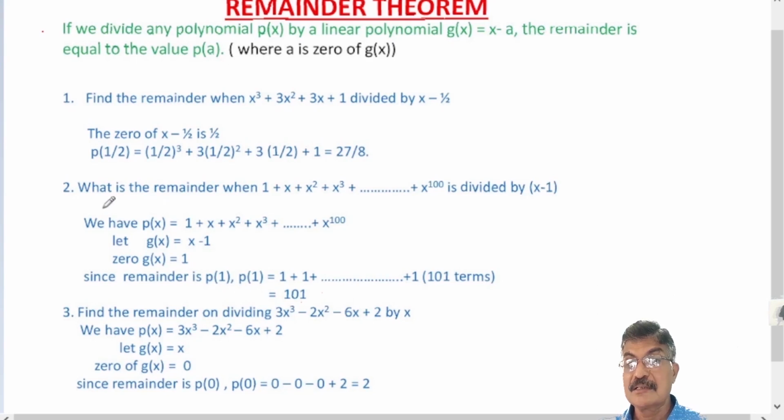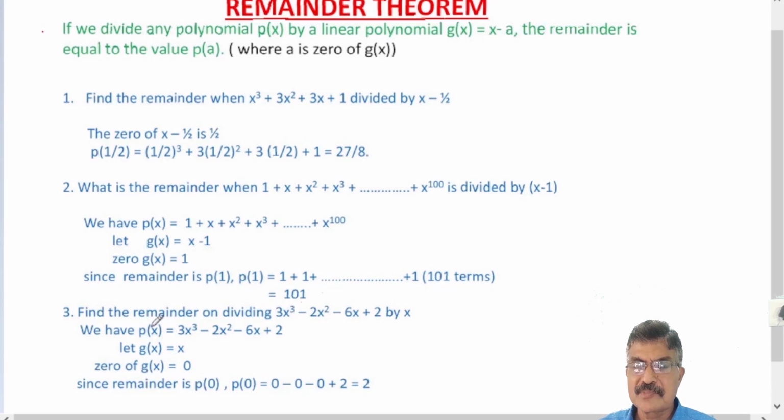Then we can take another example. What's the remainder when 1 plus x plus x square plus and so on up to x raised to 100 is divided by x minus 1? Sometimes the question may be confusing, but it is very simple. This polynomial is p(x) and this is g(x). The zero of g(x) is 1. So the remainder is p(1). Substitute x by 1. We will get 1, 1, 1, 1, 1. 1 raised to 100 is also 1. How many terms are there? There are 100 terms of x and plus 1. That's 101 terms. That's very important. While we add 1 a total of 101 times, we will get the answer 101. So this is the remainder.